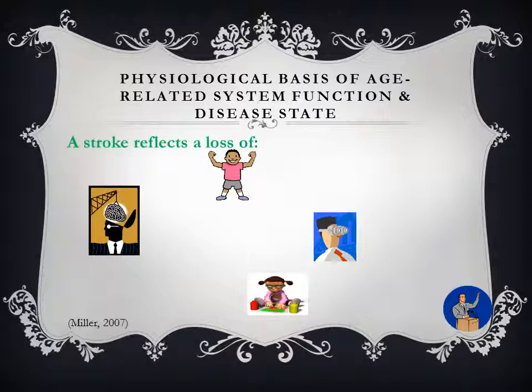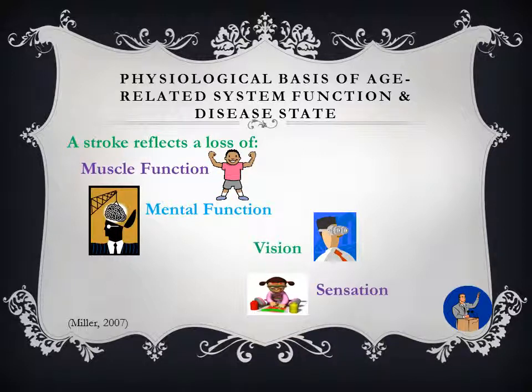A stroke reflects a loss of muscle function, mental function, vision, sensation, and speech, resulting from brain cell injury caused by an insufficient supply of blood to a part of the brain.